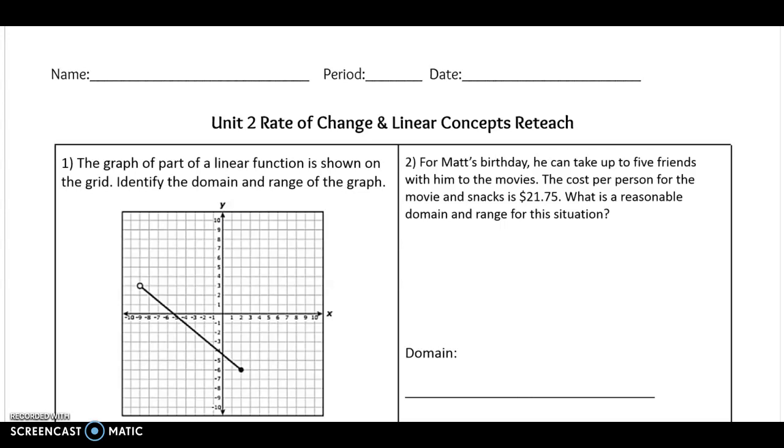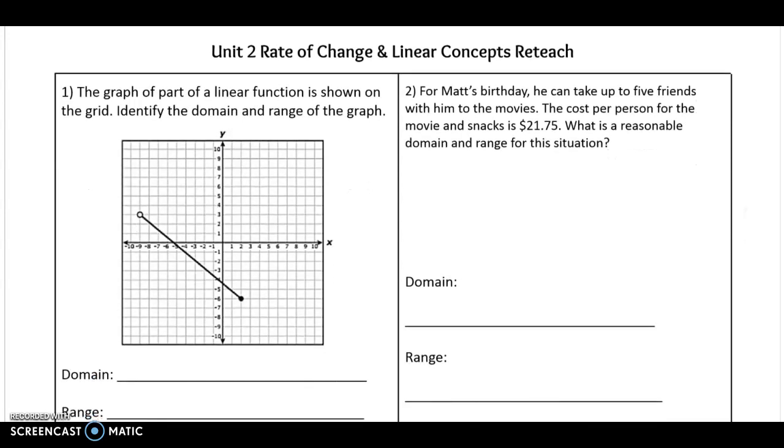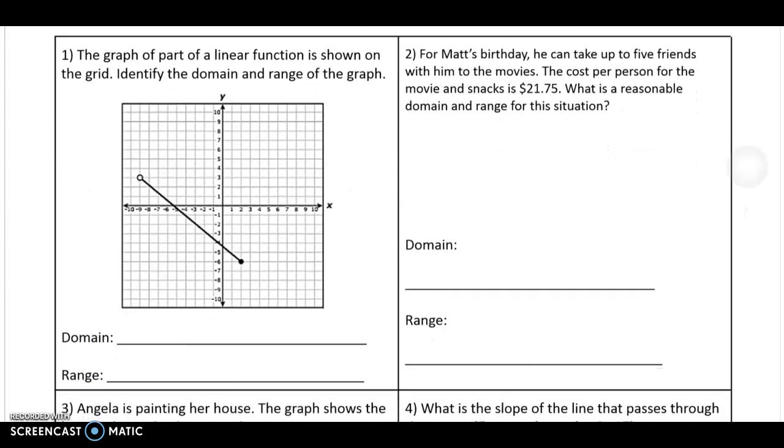Hey everyone, so today we are going to reteach some major concepts from Unit 2 that we struggled on the test before you retake. So what I'd like you to do with the page in front of you is to try number 1 on domain and range on your own. So pause this video, try it on your own first, and then check your answer. So please take this moment to pause the video.